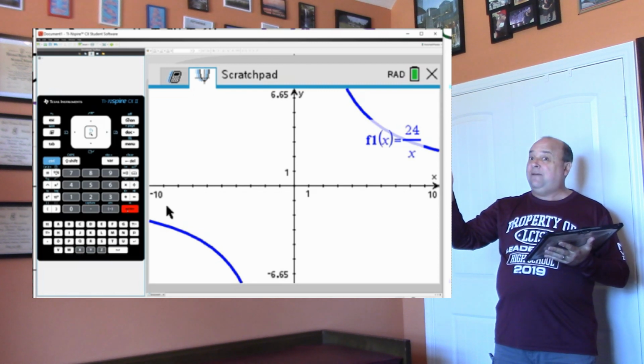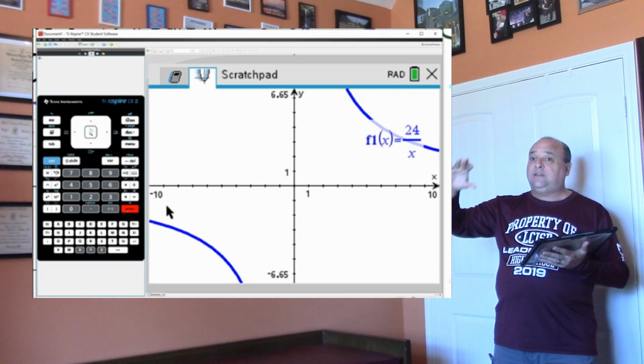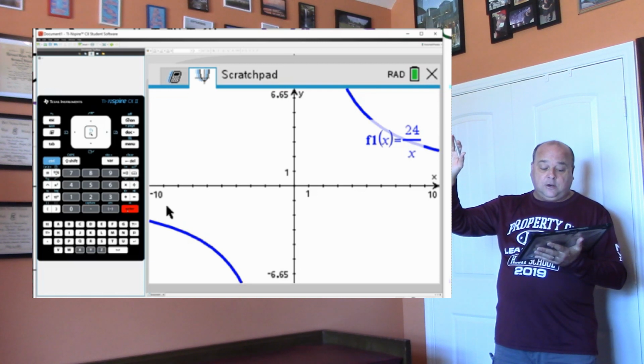Now then, this graph looks funky. Okay, don't worry about this. We're going to talk about this later on in the year. This is called indirect variation.